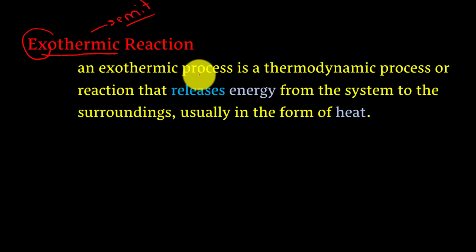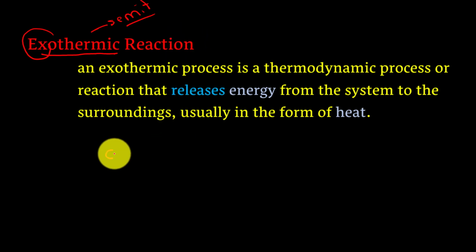So we can say that an exothermic process is a thermodynamic process which belongs to heat, right? Or a reaction that releases energy or emits energy from the system to the surroundings, usually in the form of heat. While this reaction is happening, it always emits energy, usually in the form of heat. It means that from the system, it emits energy to the surroundings, to the environment, right? So we can have this in an example.